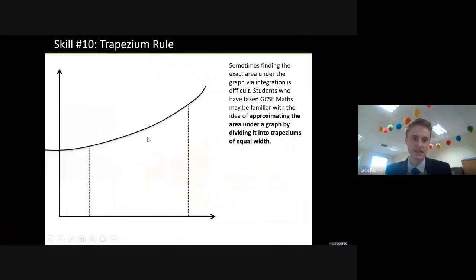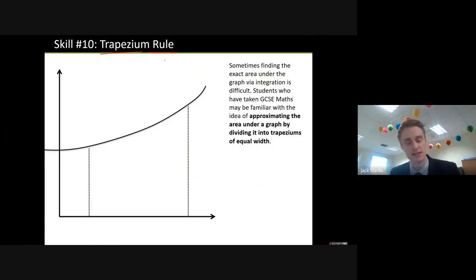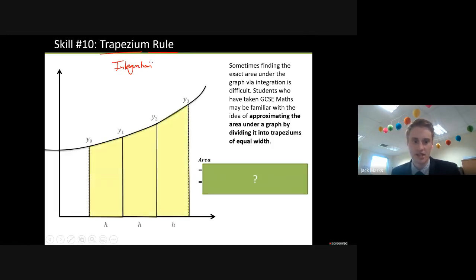Okay, welcome to the next section where we talk about something called the Trapezium Rule. The Trapezium Rule, you've actually seen this before at GCSE. The Trapezium Rule gives you the idea really of where integration comes from in terms of using it to find the area under a curve. So at GCSE, we might have done something like this.